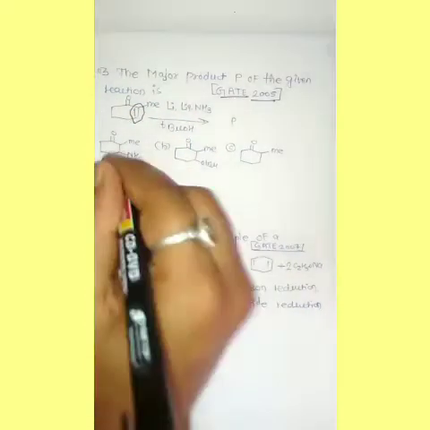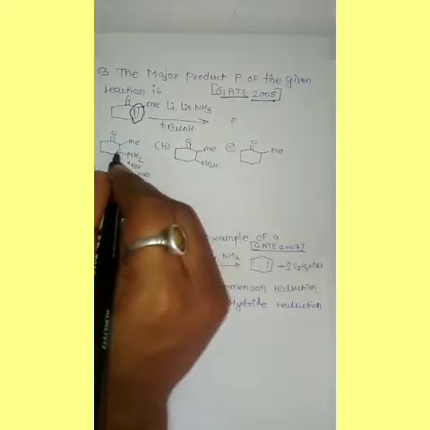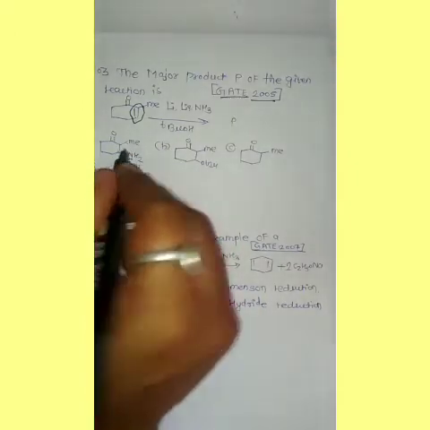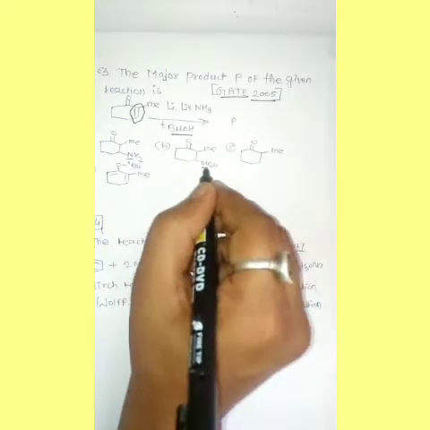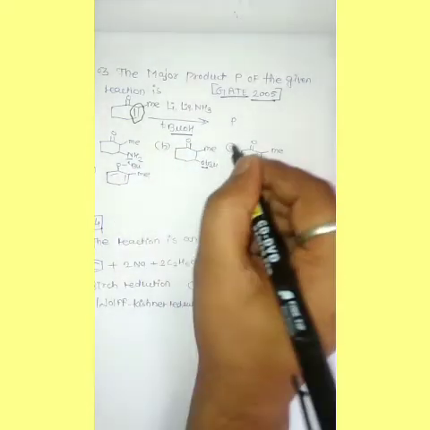Okay, now see the options. In option E, this is the attack of NH2, not possible. In the second option, attack of the solvent, this is a solvent molecule, not possible here. We get the correct option is option number C.